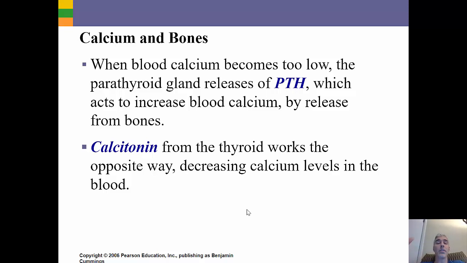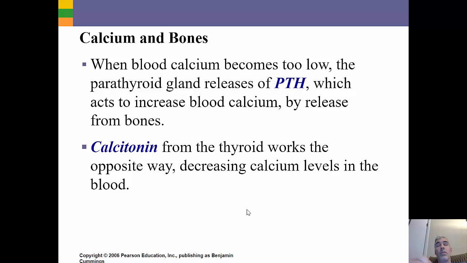So when blood calcium levels become too low, you have a gland that's behind your thyroid gland. There's actually a series of them behind your thyroid called the parathyroid, and they release parathyroid hormone. Parathyroid hormone's job is to increase blood calcium if blood calcium levels are too low by breaking bones down.